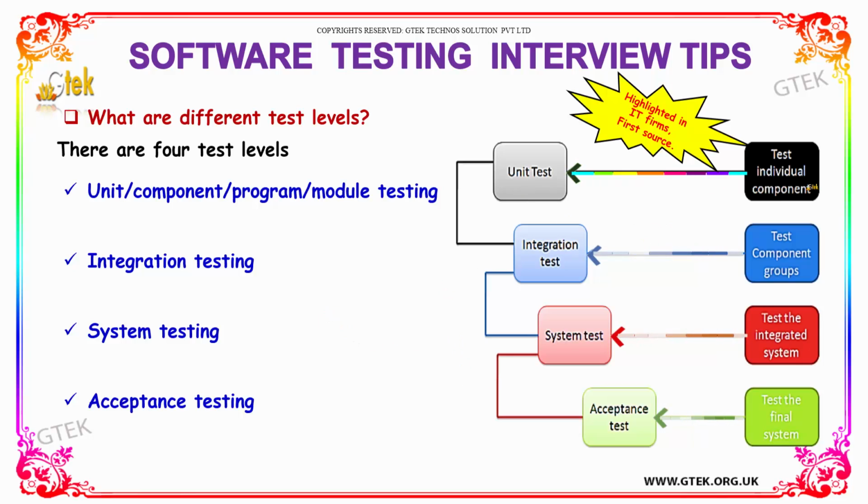Unit testing will test your individual component. Integration testing will combine each unit test. In system testing, you will be testing the integrated system. In acceptance testing, you will be testing the final system. So those are the different test levels for a software. These patterns of questions are highlighted in interviews of First Source.